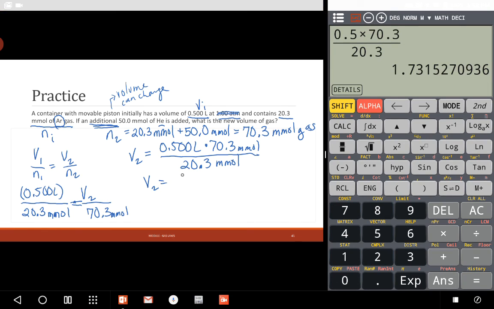So that means my final volume will be 1.7315. The millimoles cancels out. This is in liters. I need 3 sig figs. 1, 2, 3. That was significant to the 10th place. Yep, 3 sig figs. So V2 is equal to 1.73 liters.